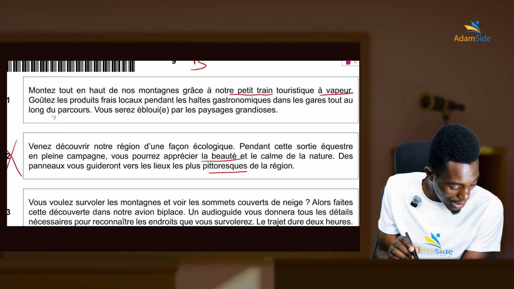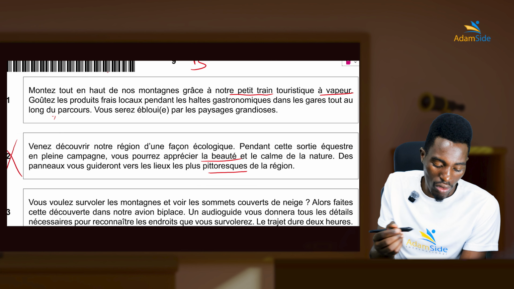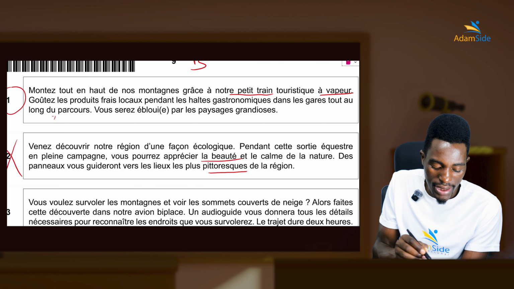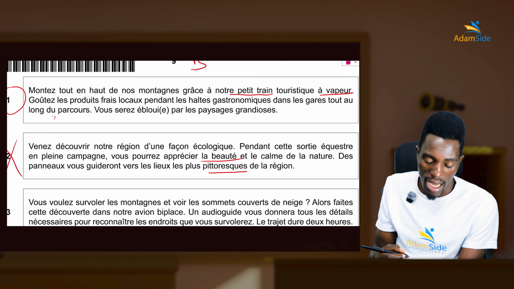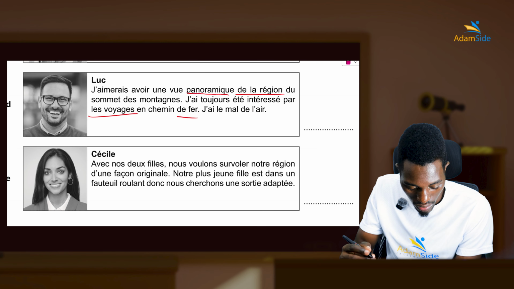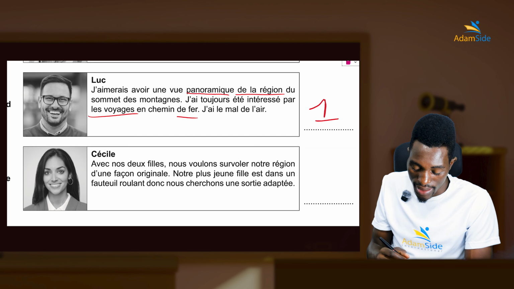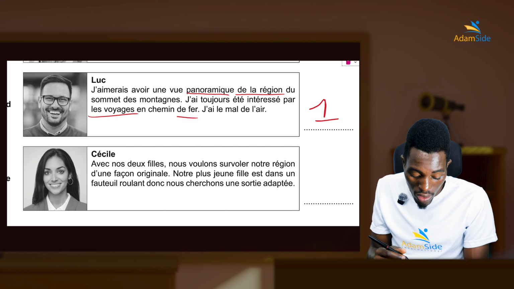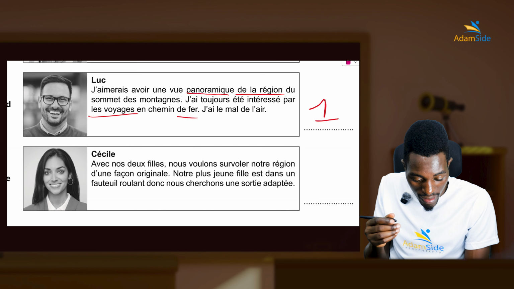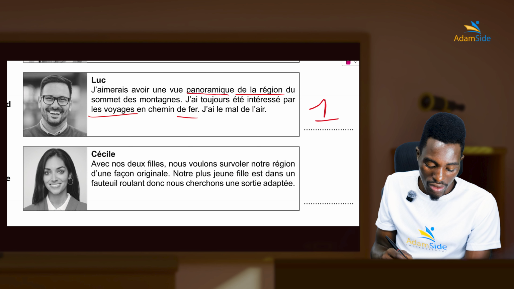J'ai toujours été intéressé par les voyages en chemin de fer. J'ai mal de l'air. So number 1 fits Look. So I go there to Look and write 1. So make sure you understand these two texts. And how do you understand? Reading more, practicing more, and also the verbs and tenses, and so on.